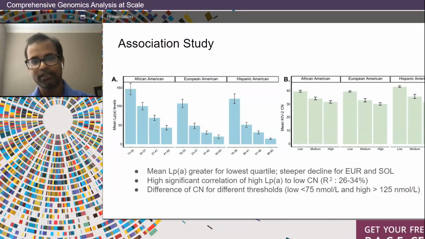You could see that in figure A. And we did the same thing by dividing the LPA concentration into three clinical thresholds: low, medium, and high. Low is where the LPA level is less than 75 nmol per liter, and high is where it is greater than 125 nmol per liter. And on the right figure you could see that for the low lipoprotein level, we have high KIV2 copy numbers. And that is also consistent across all the populations. So that basically confirms what we have in the literature studies, the association between the copy number and the LPA concentration.